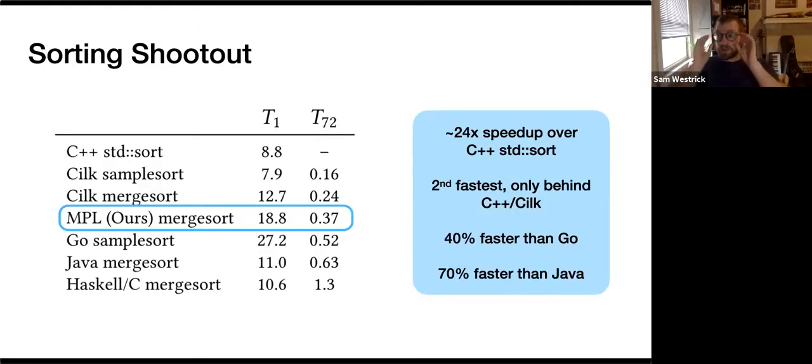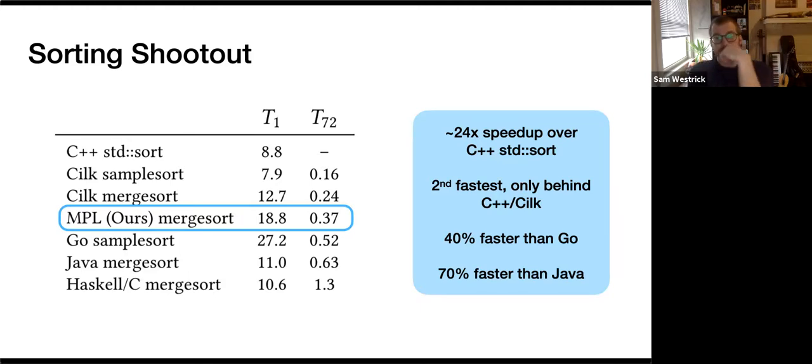First thing I'd like to look at is a little sorting shootout competition. So we collected some of the fastest parallel sorts that we could find. In Cilk, these are algorithms in the PBBS benchmark suite. There are two different algorithms here, a sample sort and a merge sort. We have Maple there, where we implemented a merge sort. And then a few other things.